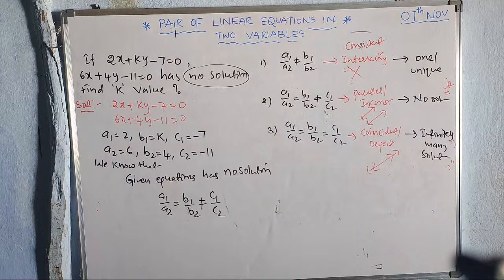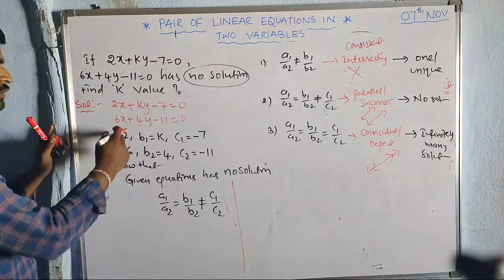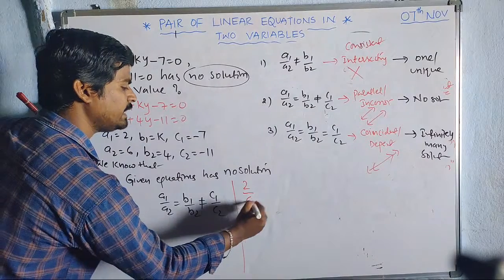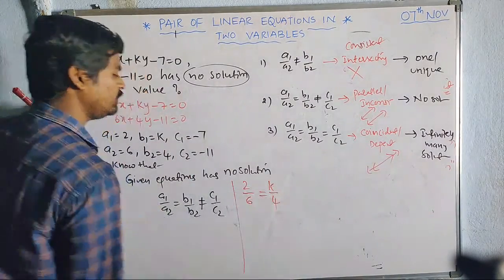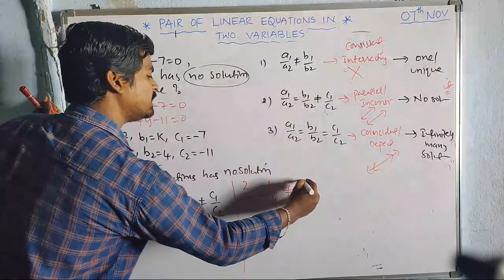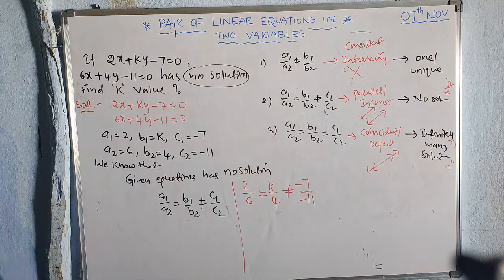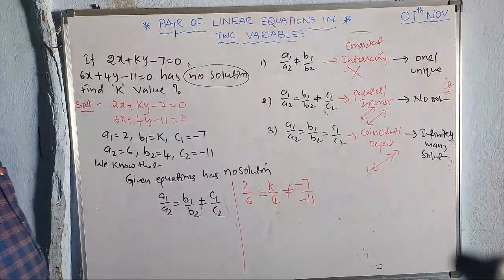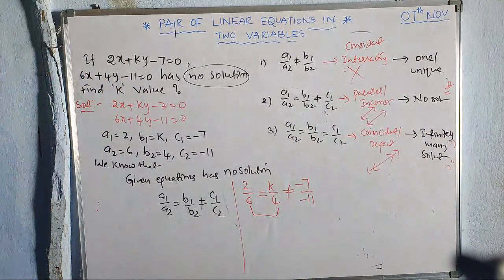After writing, we have to substitute the values. Here a1 by a2 is 2 by 6, equals b1 by b2, k by 4, not equals minus 7 by minus 11. After writing like this, we take any two, then find the k value. Since the equal symbol is there, we take the first two.